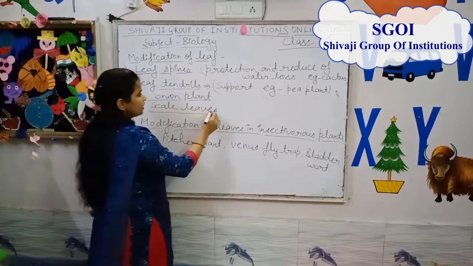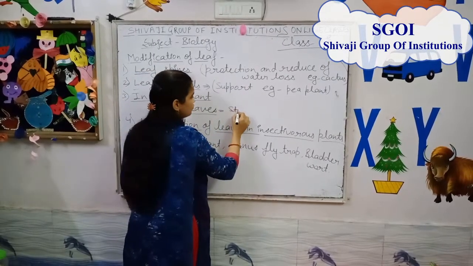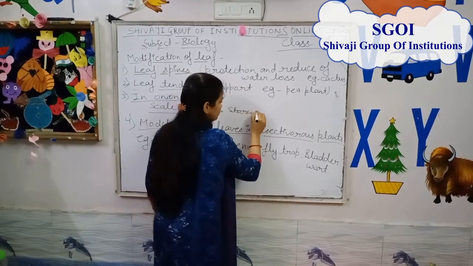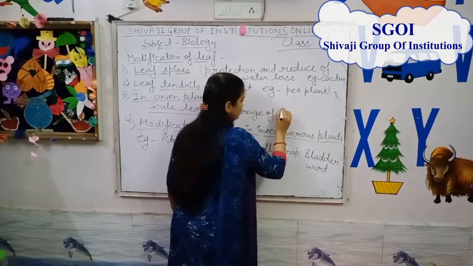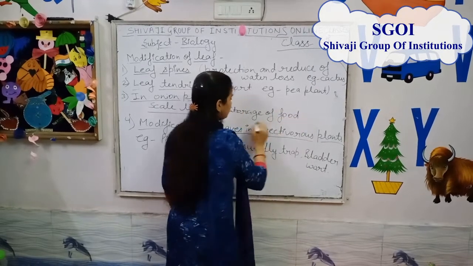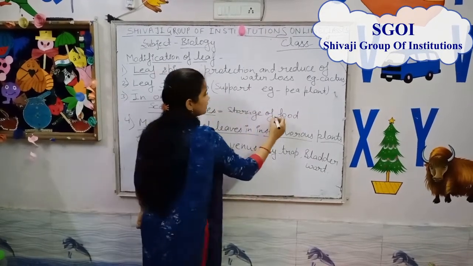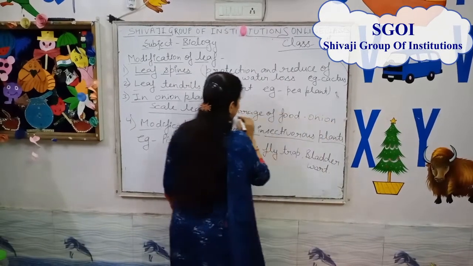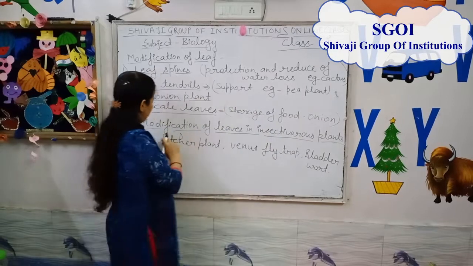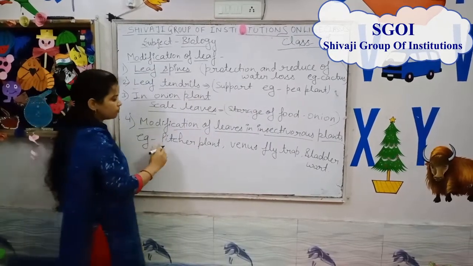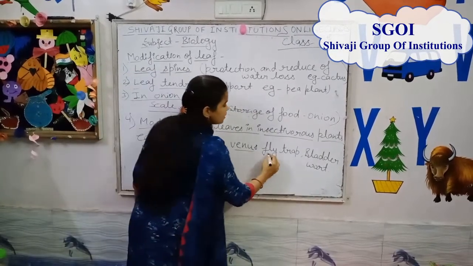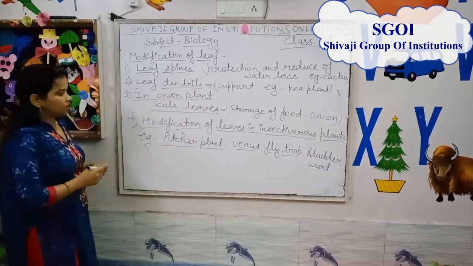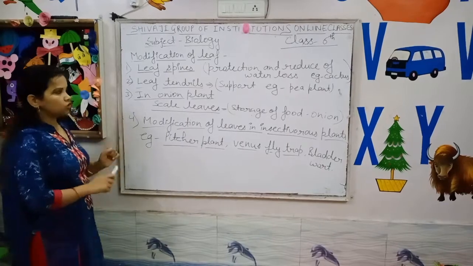And in scale leaves, for the storage of food, leaves are modified into scale leaves, like in onion. And the modification of leaves in insectivorous plants is to digest insects for nutrition. This is the modification of leaves.